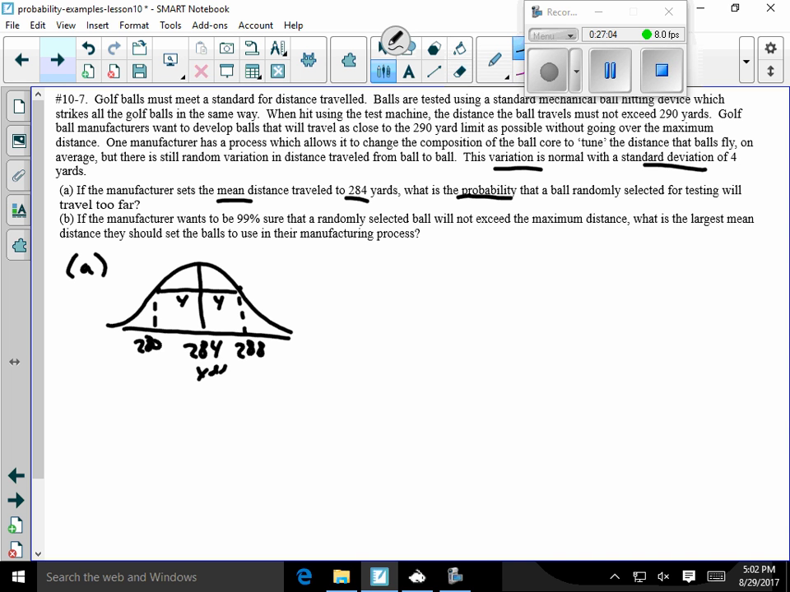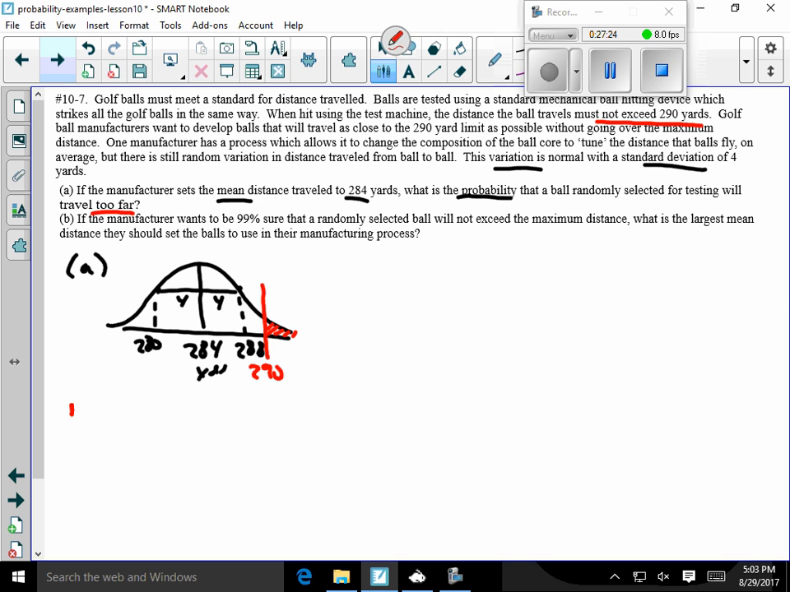Okay? And we want to know what percentage of the balls would be too far. So too far means that we went above the limit of 290 yards. So 290 would maybe be right around here. And so this percentage of balls would be above that limit.